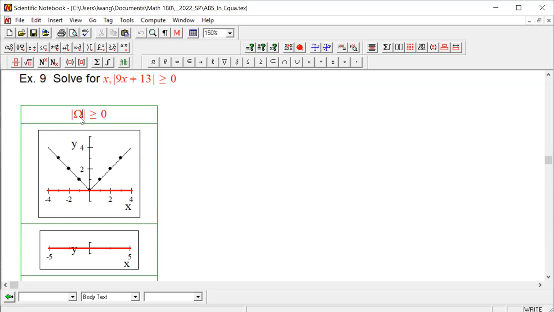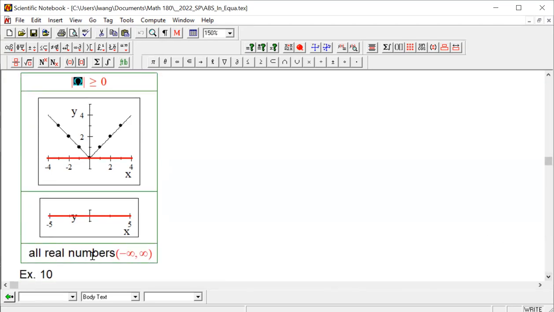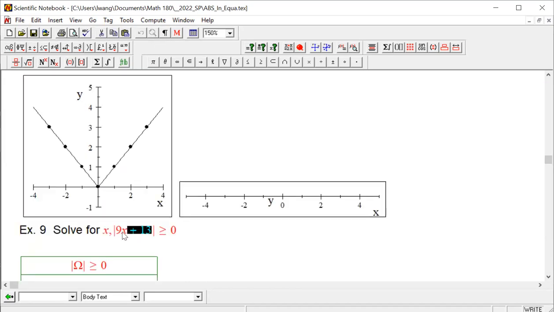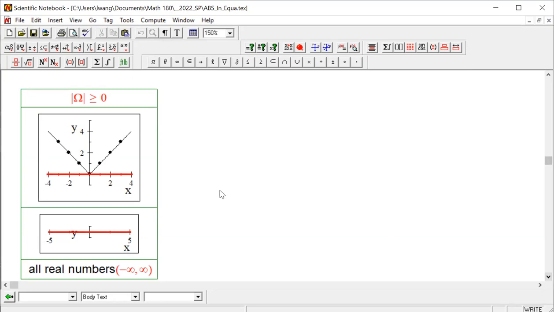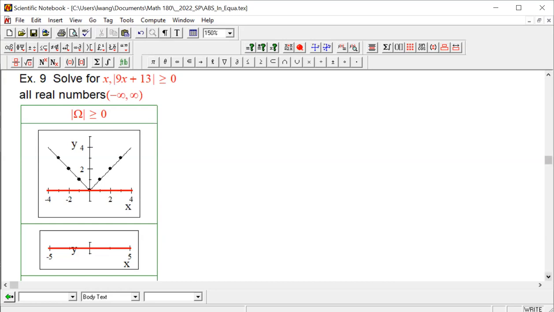Now, omega is 9x plus 13. In this case, the solution is all real numbers, right? So 9x plus 13 can be any real number. As a result, x can be any real number. And in this case, you don't need to do anything. You just understand the picture. Then you just tell the reader the solution is all real numbers. That's it. Because if 9x plus 13 can be anything, then x can be anything.